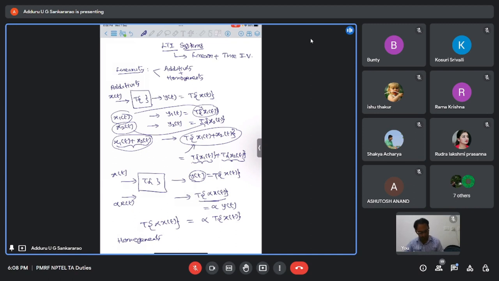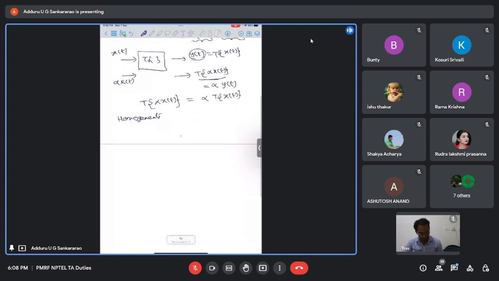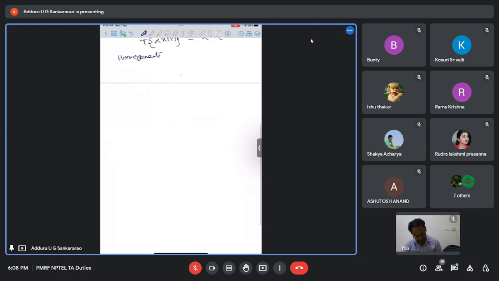Let me take one example to understand this. Let us say we have a system y of t equal to d by dt of x of t. This is one system. Now can somebody tell me whether it is linear or not?